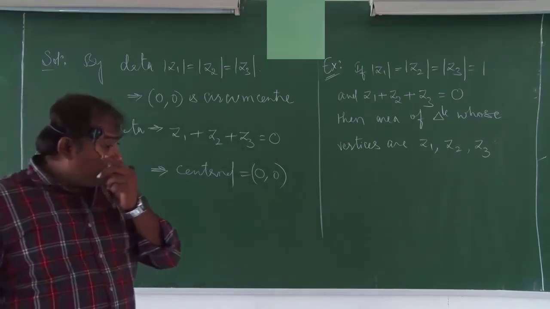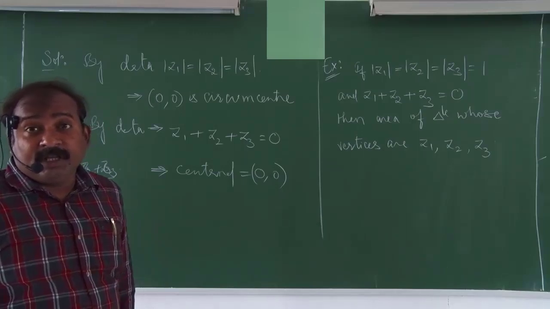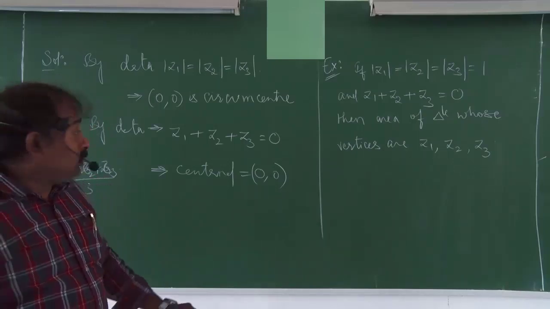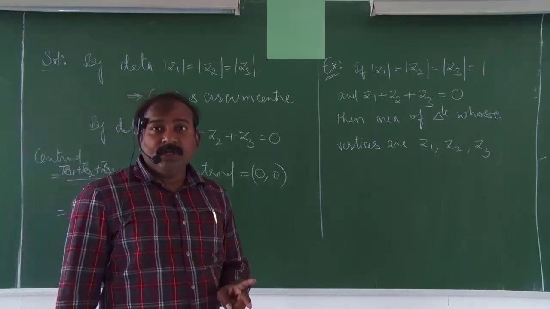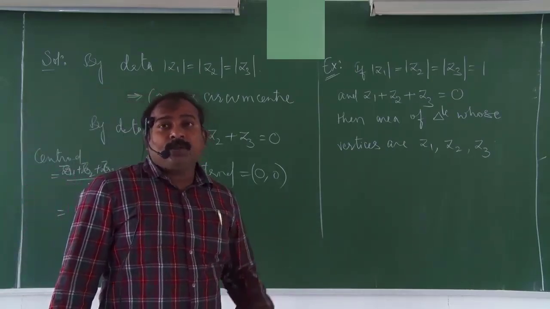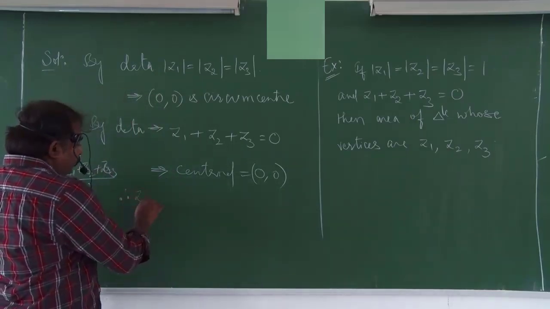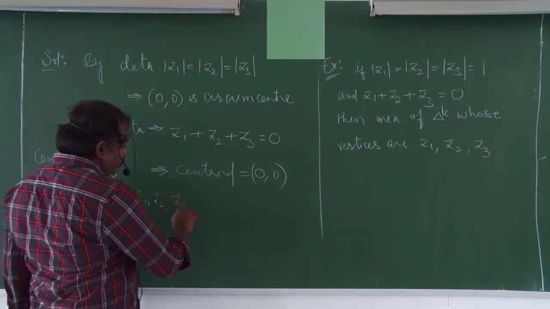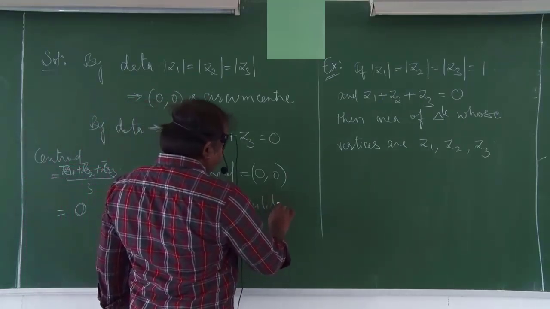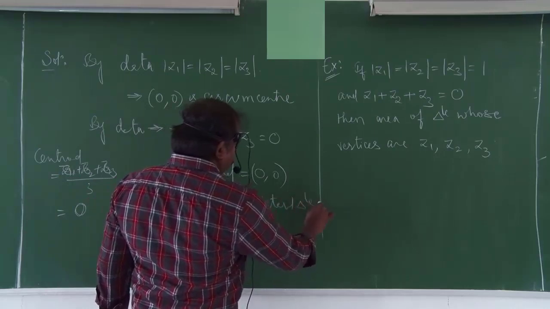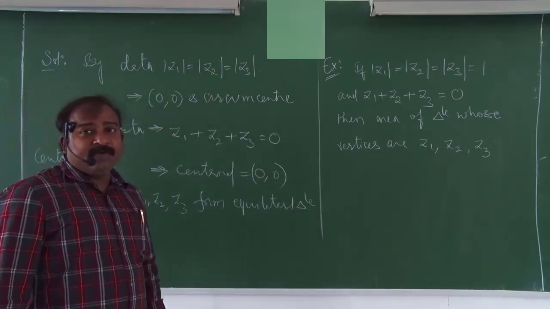So what we conclude regarding the triangle: the triangle is nothing but an equilateral triangle, since the circumcenter and centroid both coincide. Therefore z1, z2, z3 form an equilateral triangle. Then, what is the area formula of the equilateral triangle?